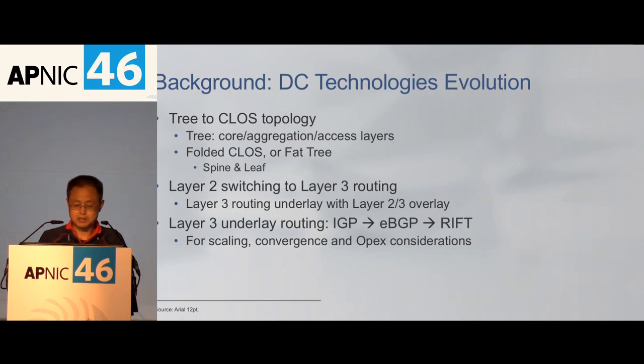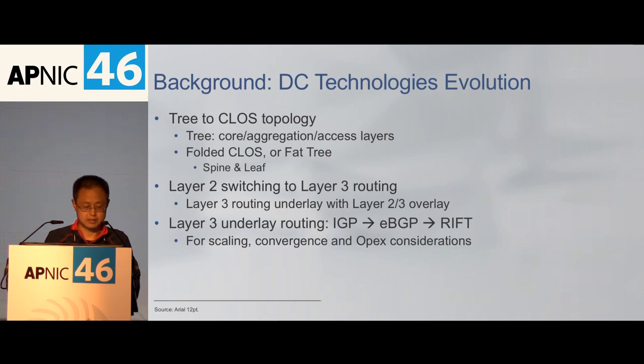For some background, let me quickly talk about data center technology evolution. On the topology side, it has moved from the original tree topology to today's Clos topology, also referred to as fat trees. Some people call it a spine and leaf architecture. And also, it moved from layer 2 switching to layer 3 routing in the underlay. And over the layer 3 routing underlay, you can provide layer 2 or layer 3 overlay service to the tenants.